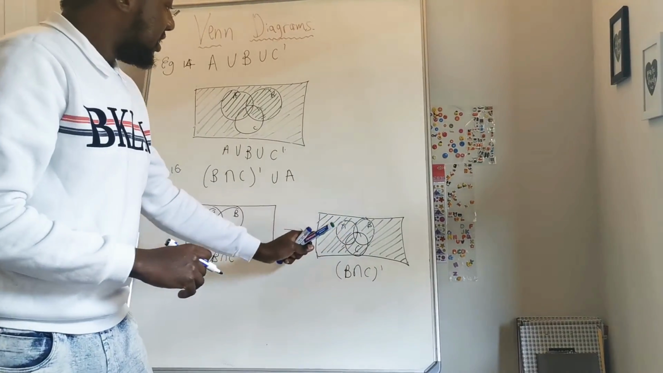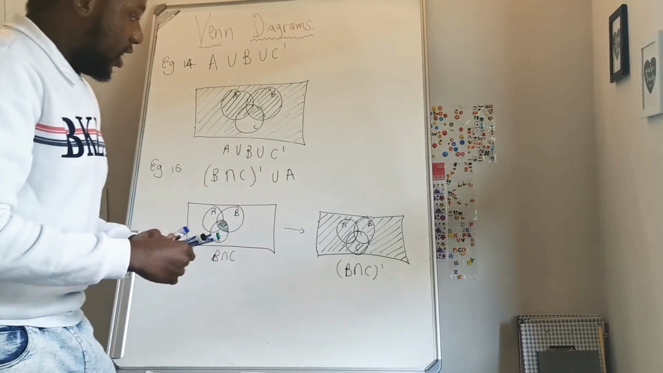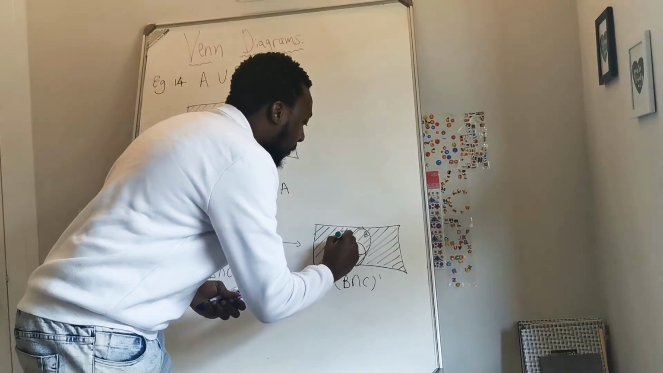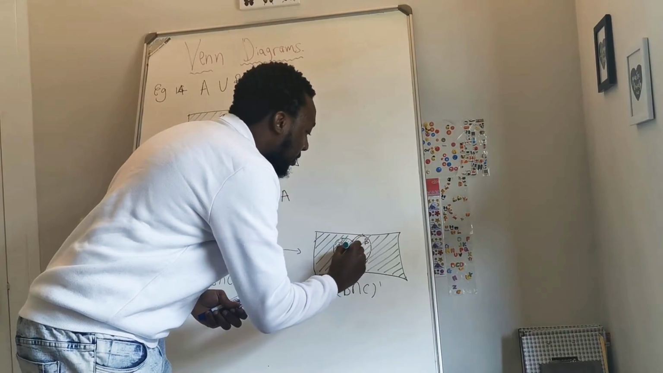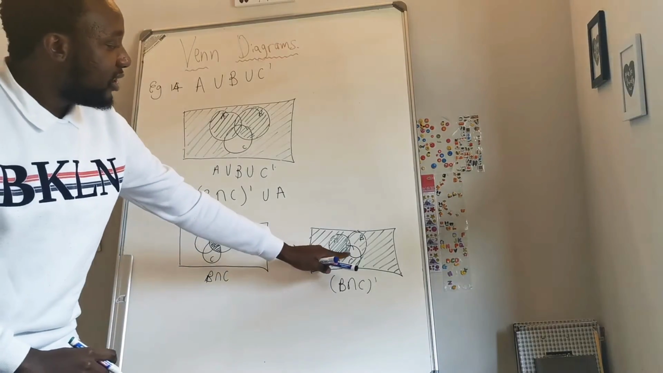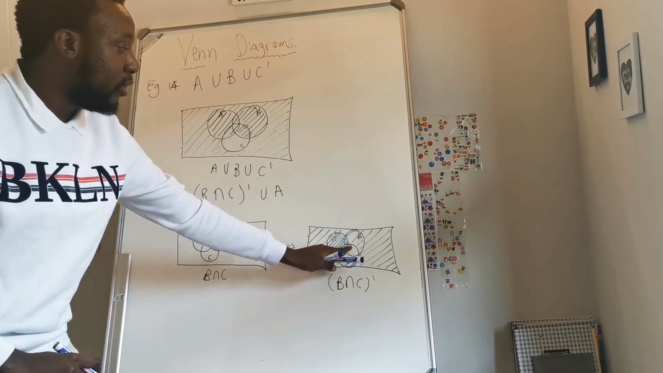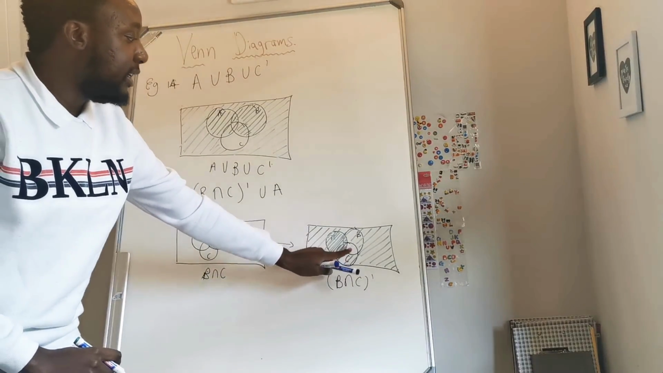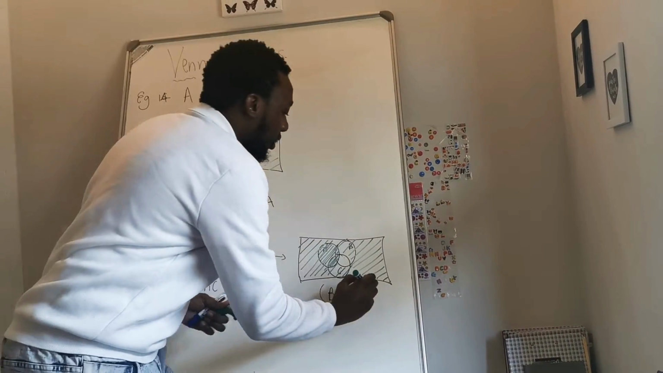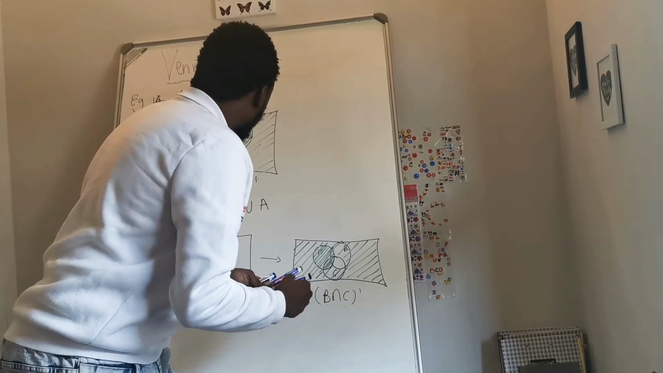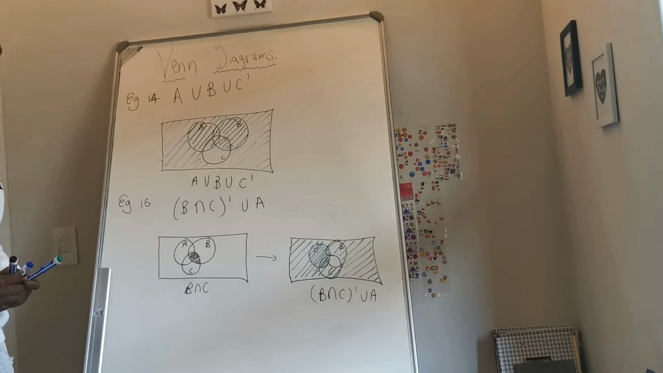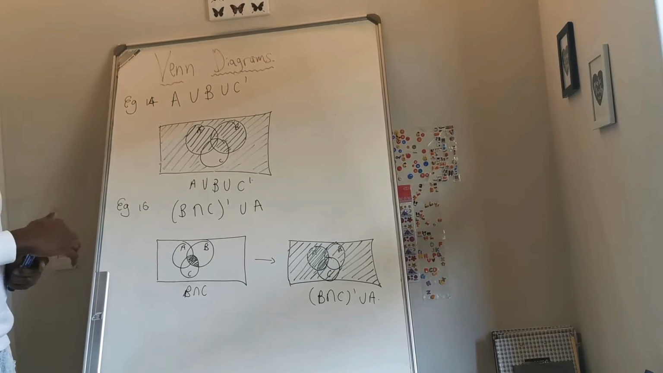So just go into the same picture and now shade in everything that is A as well. So all of this is A. Literally the only thing that's not shaded is that small area there where B and C actually intersect, right? So you label this. I'll put union A there. So that's example 16. Hope you understand.